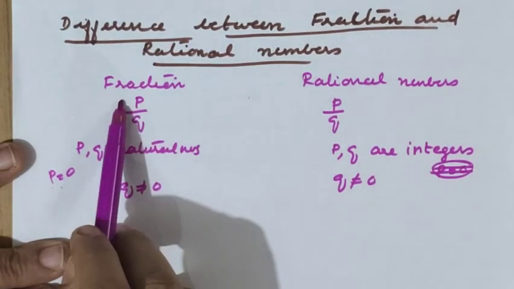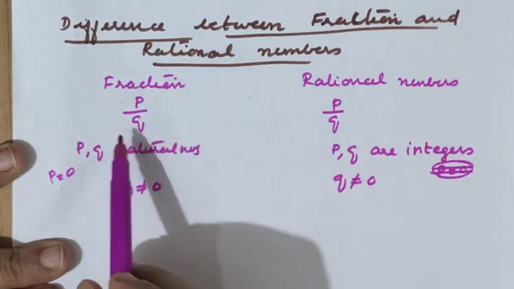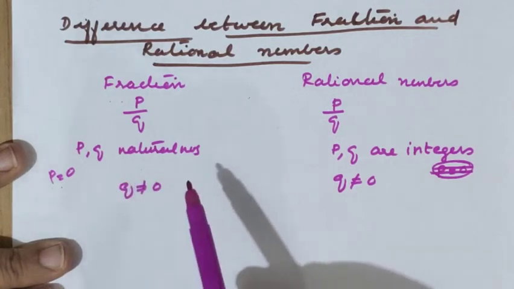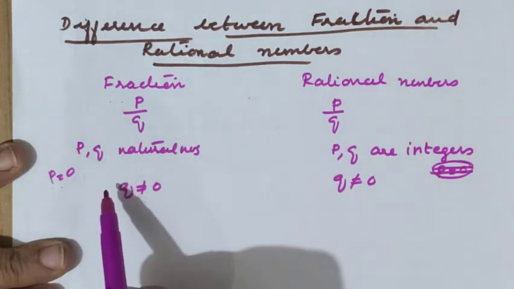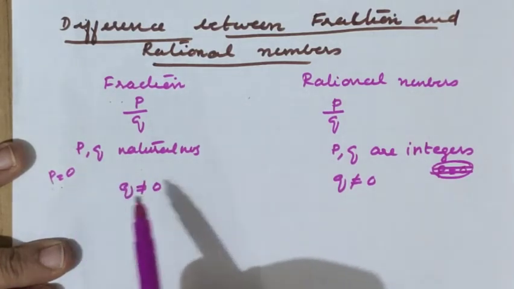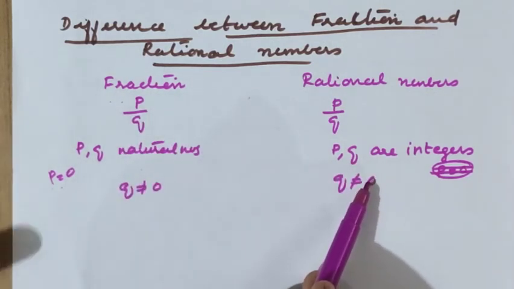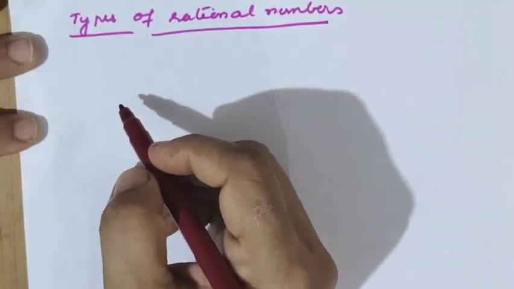So we can say that all fraction numbers are rational numbers because they are in the form p by q only, right? When both the numerator and denominator are positive numbers, we can say they are also integers. So all fractions are rational numbers.